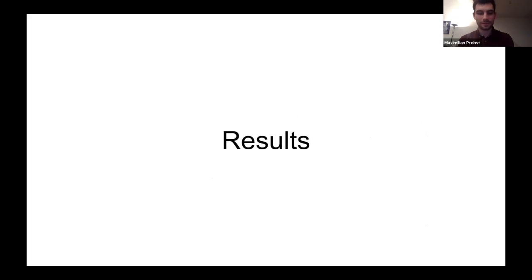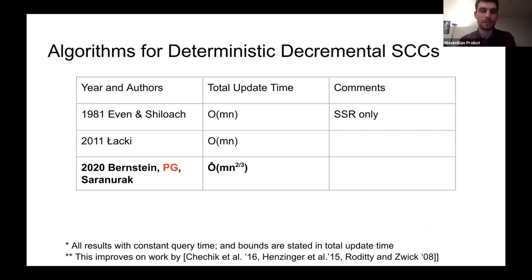All right, so I'll delve right into the results. And here I'm going to focus on the deterministic setting only to keep it clean. So there's this data structure by Even and Shiloach, which essentially gets total update time mn for this problem, or more specifically, only for the single source reachability problem. And this is a data structure from 1981. So the single source reachability problem is like only for one vertex you can detect whether it's connected to all the others or not. And here the total update time means that if you have m edge deletions over the entire sequence, then the total update time for handling the entire edge deletion sequence is O(mn) time. Queries here are constant time.